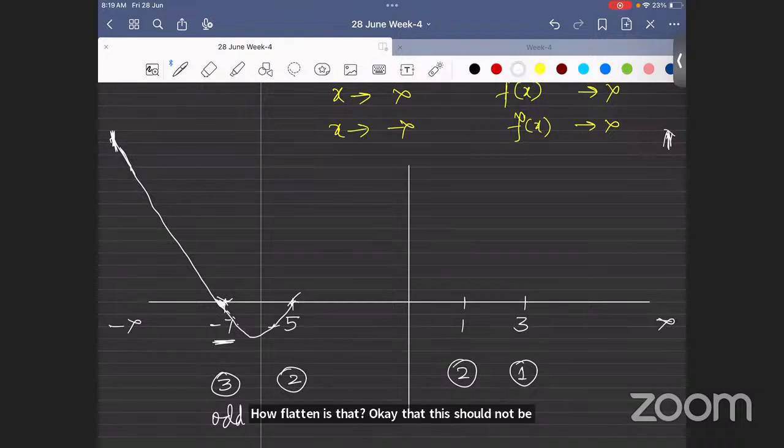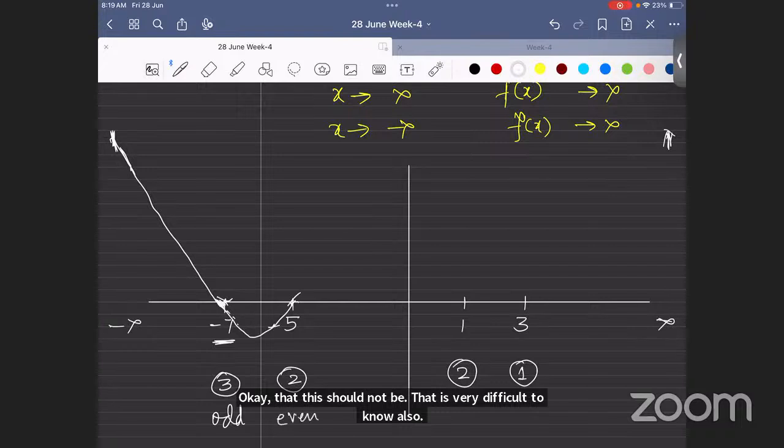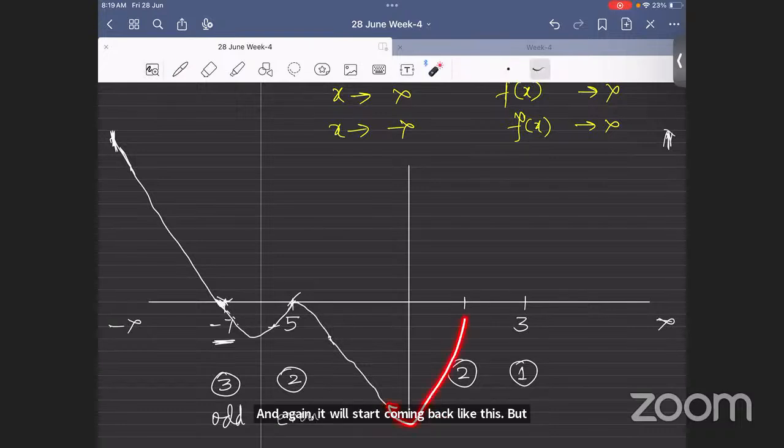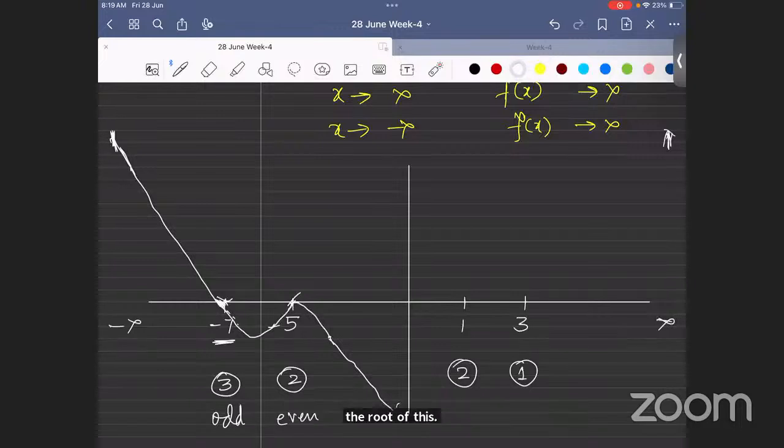So now you just have to see if it is even. If this is even, it will touch the x-axis at minus 5 and come back. And again, it will start coming back like this. But in between, it will think that I have to go to 1, because 1 is again the x-intercept or the root of this polynomial. If I have to go to 1, it will go something like this. And now again, it will see what's the multiplicity of 1, whether it's odd, I have to cross, or I have to bounce back.